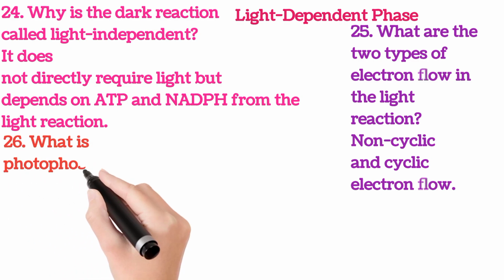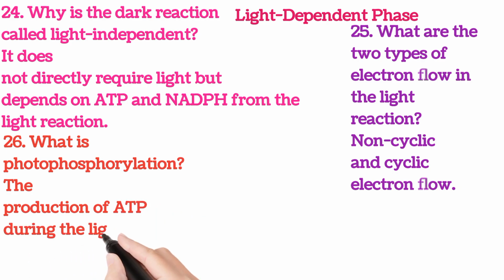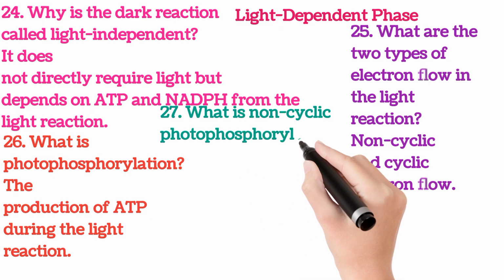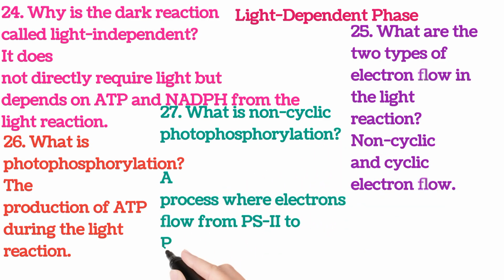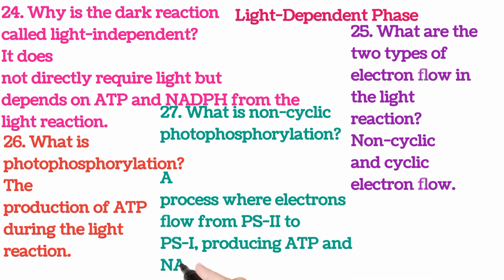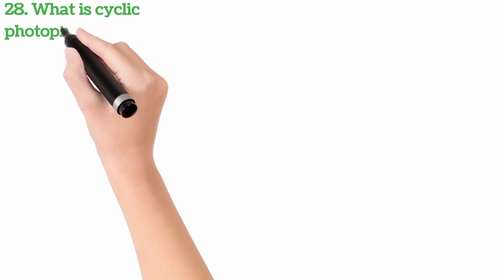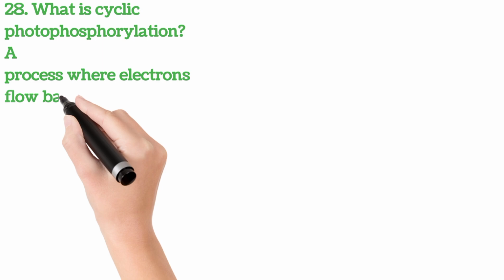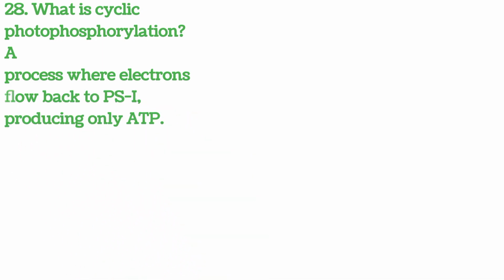26. What is photophosphorylation? The production of ATP during the light reaction. 27. What is non-cyclic photophosphorylation? A process where electrons flow from PS2 to PS1, producing ATP and NADPH. 28. What is cyclic photophosphorylation? A process where electrons flow back to PS1, producing only ATP.